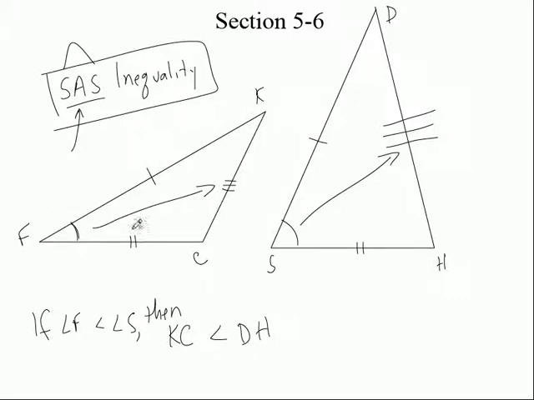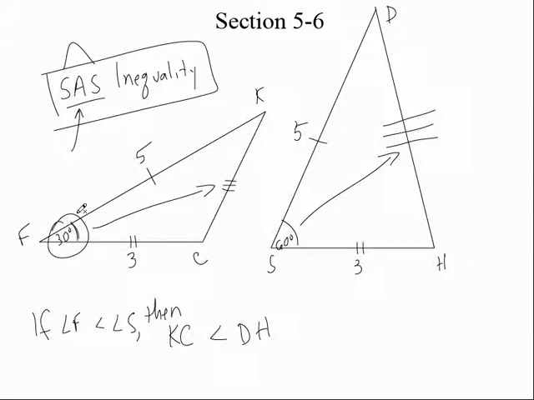They're going to give you some lengths, and say this angle's bigger than this one or whatever it is, and ask which one is the smaller side and which is the bigger side. For instance, they may say this is 30 degrees, this is 60 degrees, and this is 3 and this is 3. If they give you that information, what could you say about KC and DH? You could say KC is smaller than DH, because it's opposite the smaller angle.